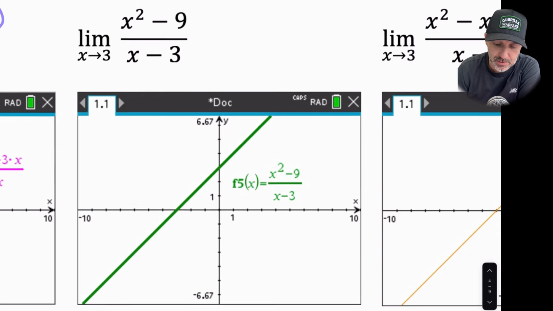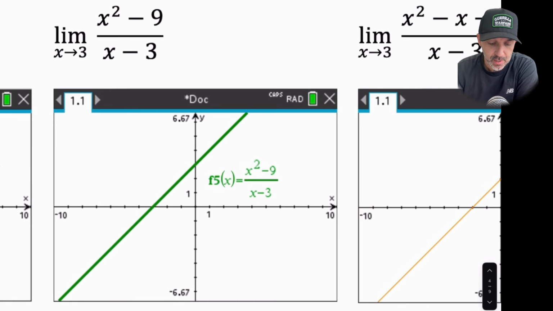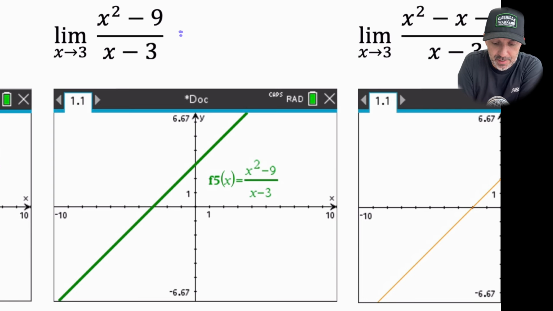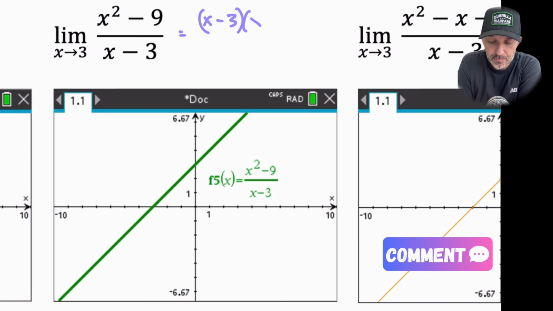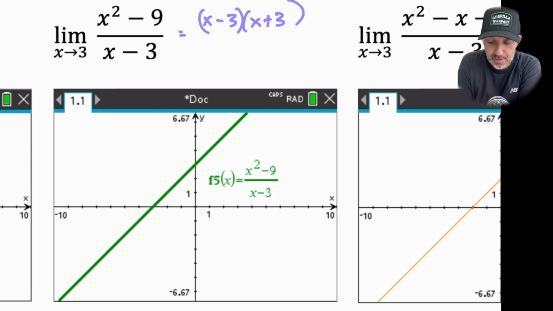So that's why I wanted to provide the graphs, just to show you. Here we see that we cannot substitute 3 into this because the denominator will be 0. So we are going to do the same technique as we did on the first one, that we are going to factorise. So this will be x minus 3 and x plus 3. It is the difference of 2 squares.